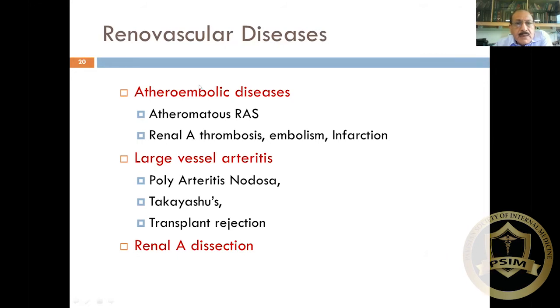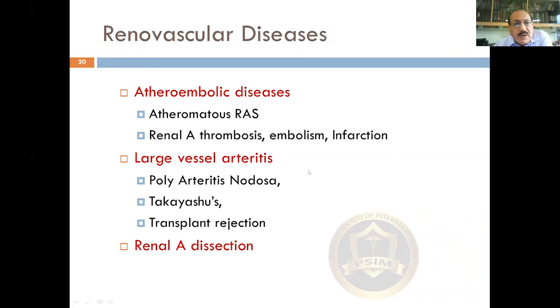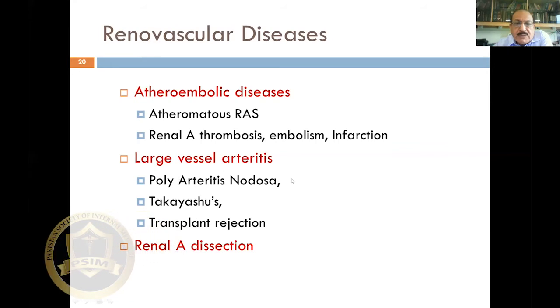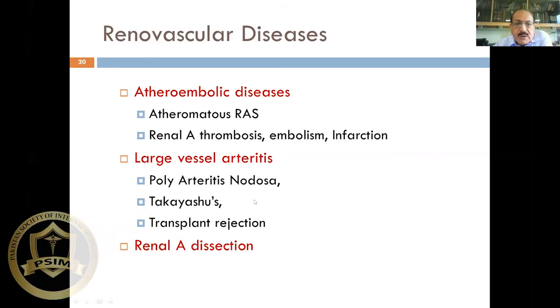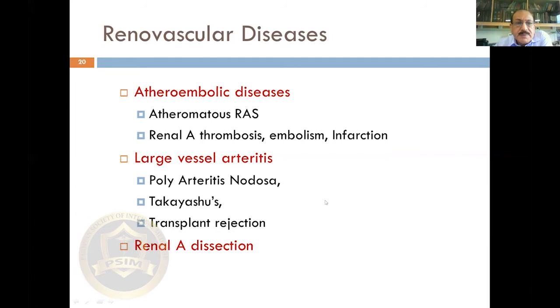The other causes of renovascular disease are atheroembolic disease, atheromatous renal artery stenosis, renal artery thrombosis, embolism, or infarction, or large vessel arteritis like polyarteritis nodosa or Takayasu's arteritis, or if there is a case of transplant rejection, or if there is renal artery dissection.